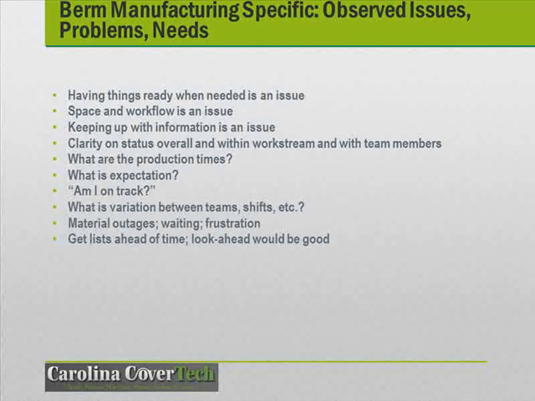So here's sort of the distillation of all that. Can we have things ready when they're needed? This is the biggest issue. Can we work with the space and can we know where things are in the workflow at any given time? Can we keep up with the emerging information? Can we keep things clear? Can people doing the real work communicate effectively to everyone else in the process? What is the expectation when something's supposed to be delivered in terms of production time? Also, what is the expectation of ultimate delivery?